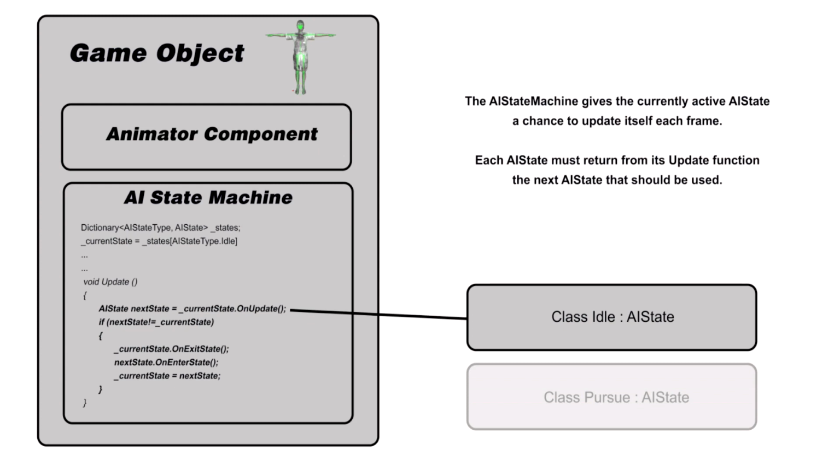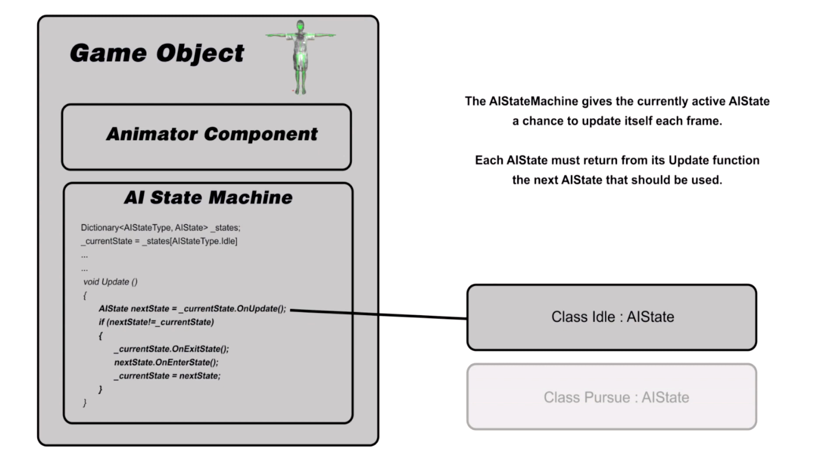So in the case where the idle state wants to remain in idle, the OnUpdate function of the idle state simply returns AIStateType.Idle from its update function. However, if it decided it had been idle long enough, it might return AIStateType.Pursue. Notice how on return from the OnUpdate method of the currently active state, the state machine tests the state type returned against the current state type. If it's different, then it's time to change states.